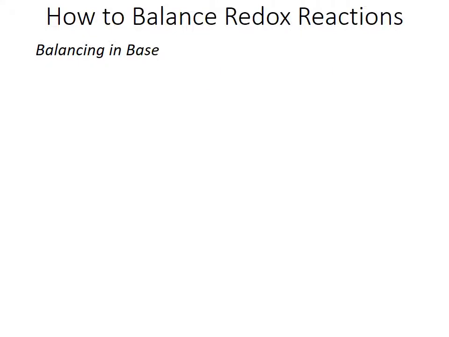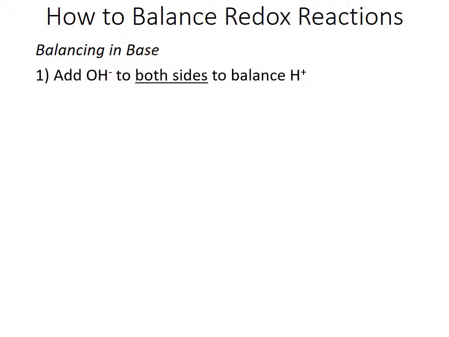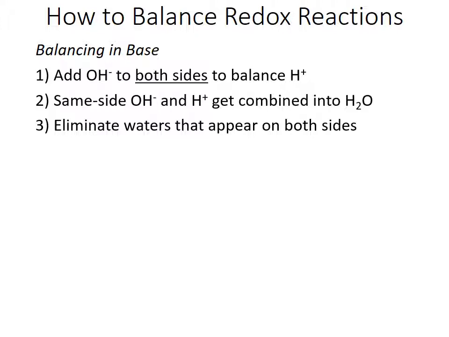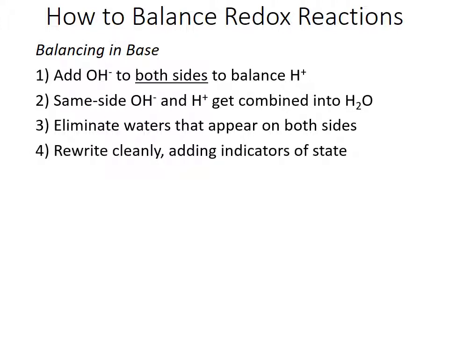So to balance in base, the first thing you want to do is add OH- to both sides to balance H+. So for example, if you had 2H+ in your products, you would add 2 OH- to the reactants and the products to balance it. Any OH- and H+ that are on the same side get squished into water molecules, H2O. Eliminate water that appears on both sides of your equation. Then rewrite it nicely, put in your indicators of state, and do your final check. And the reason why we work with hydroxide, OH-, in this is because hydroxide is what makes aqueous solutions basic.